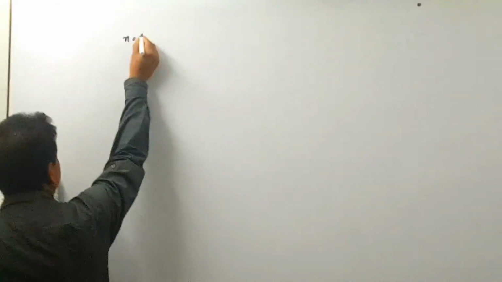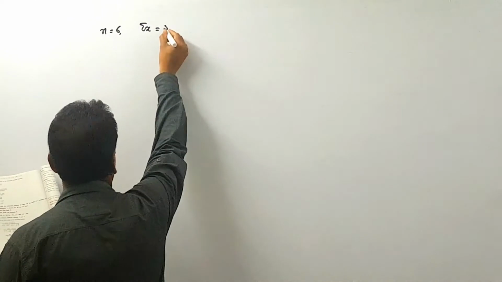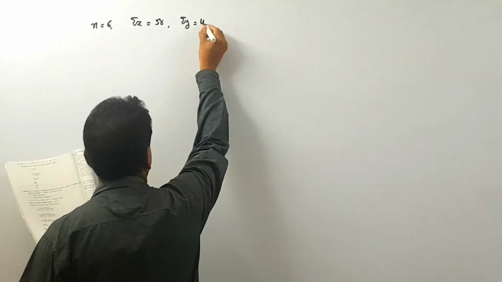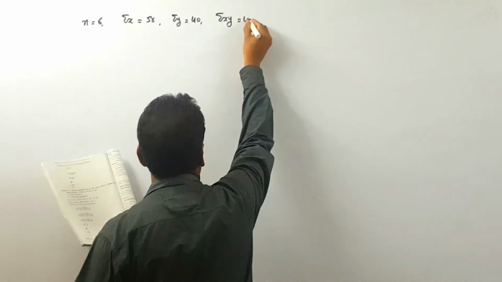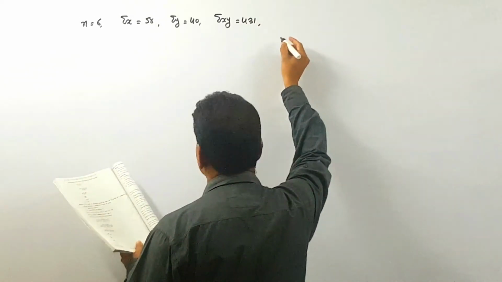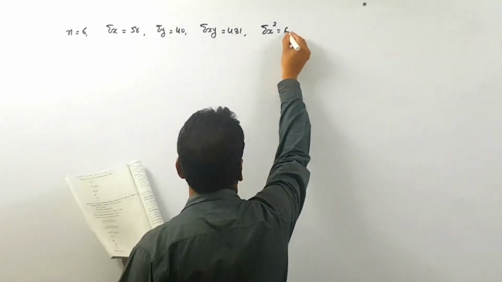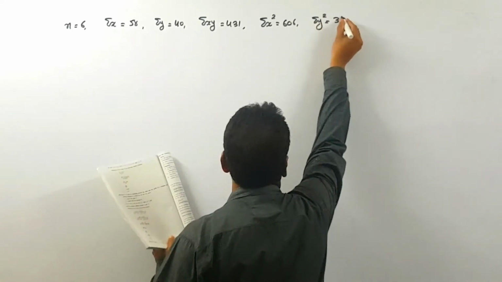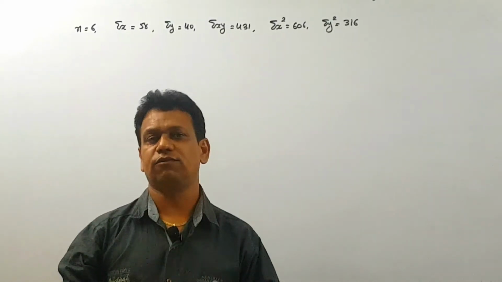They have given the data in this way: N is equal to 6, sum of X is 58, sum of Y is 40, sum of XY is 431, sum of X square is 606, sum of Y square is 316. Find the correlation coefficient between X and Y.